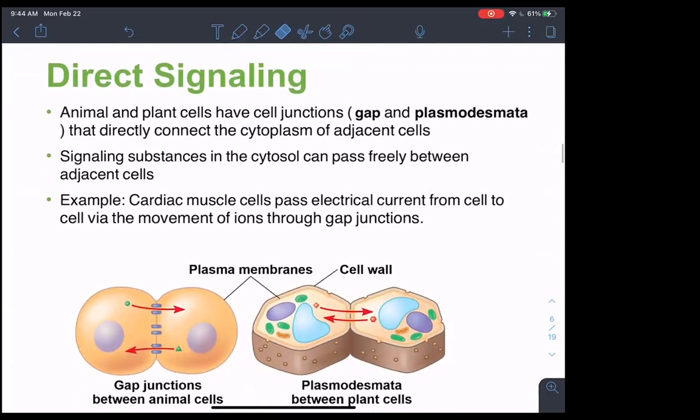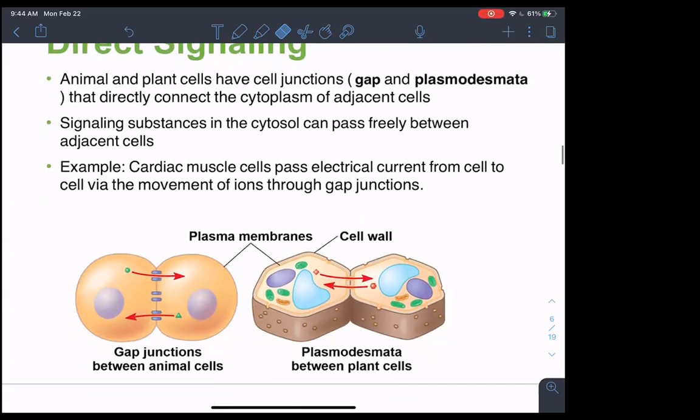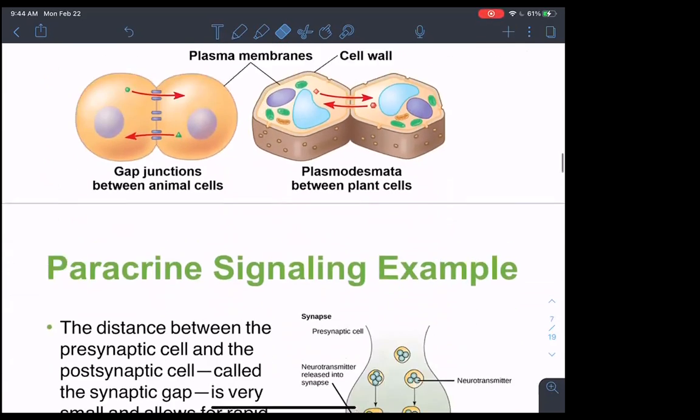So direct signaling, this is using those gap junctions, or in the case of plant cells, the plasmodesmata, which, as we talked about when we discussed cells, plasmodesmata and gap junctions are kind of interchangeable in their purpose.